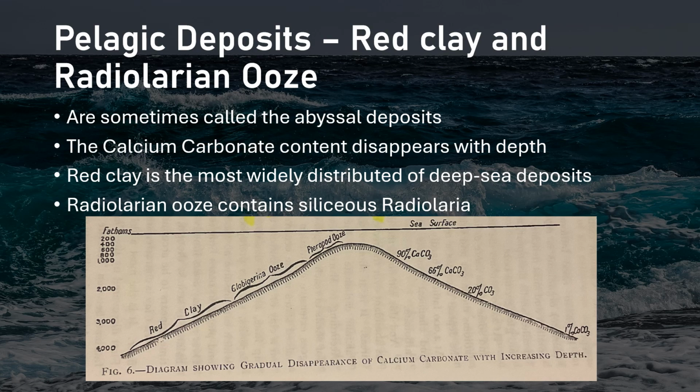Red clay is characteristic of the greatest depths of the ocean floor. It is the most widely distributed of the deep sea deposits. The color of deposits varies greatly, but red is the prevailing tint. In the North Atlantic, brick red, and in the South Pacific and Indian Oceans, dark chocolate predominates.